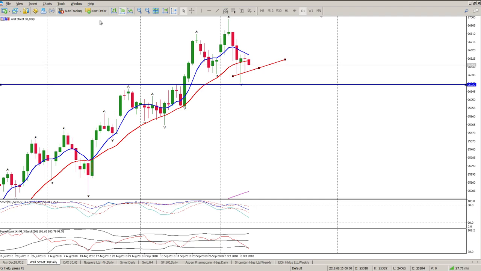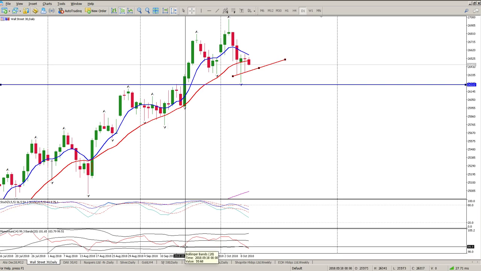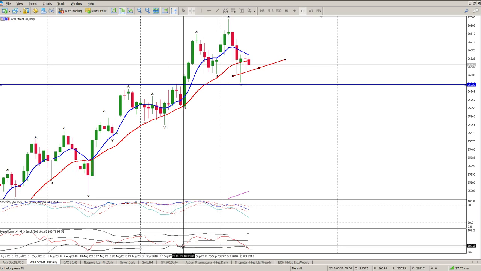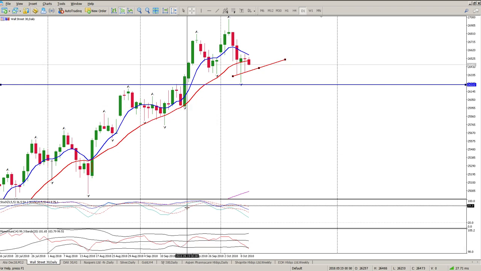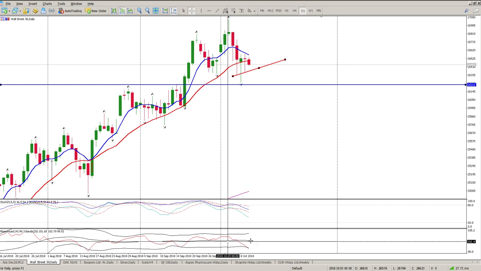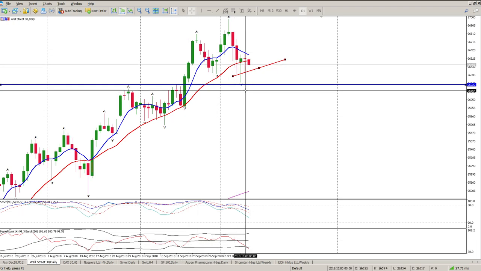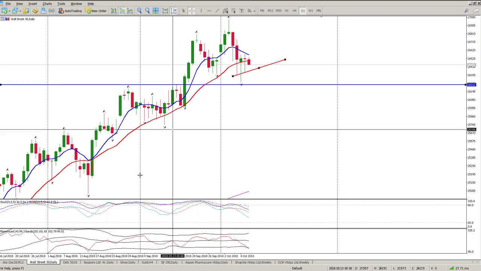A couple of things on the daily. We do have some continuation divergences brewing. In other words, price is low, oscillator is low, the oscillator makes a lower low, but price makes a higher low.